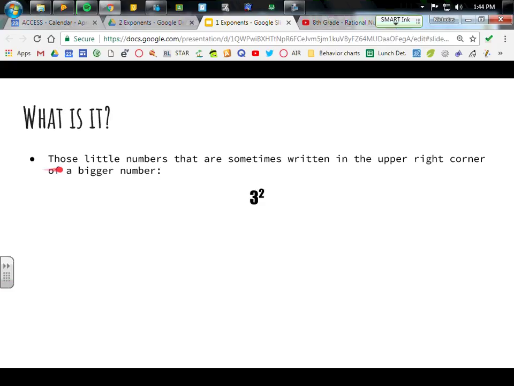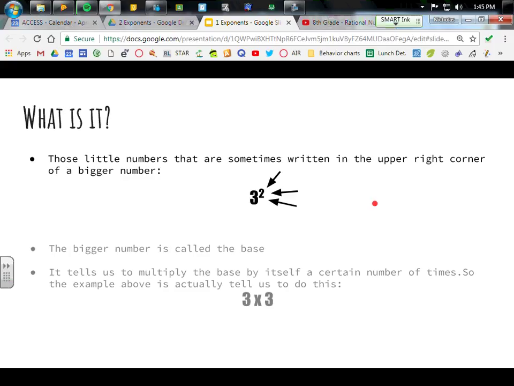Well, those little numbers that are sometimes written in the upper right corner of bigger numbers. So let's see if we can find one. There it is. In the term 3 to the second power, or 3 squared, this is our exponent, this 2. The bigger number is called the base. So 3 is the base here, and 2 is our exponent.